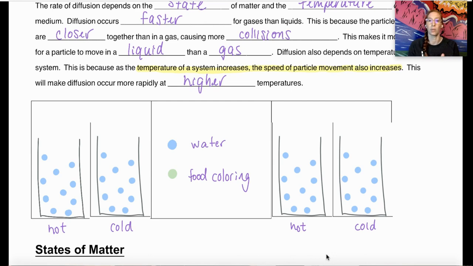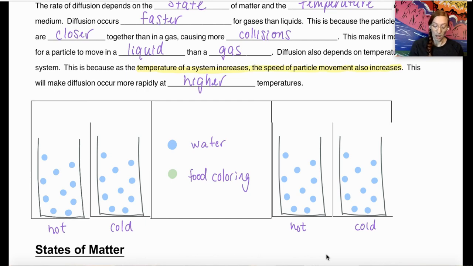So I use my center box for the key. I've got a beaker representing hot water and cold water, and this is going to be the before and the after. I chose the same number of particles. I chose 10. That's going to allow me to show you what's really going on here. And then I'm going to use green for food coloring, and I'm going to just show the before, where I've got my food coloring kind of clumped together as the first drop that's put in there, and then I'm going to show the after at the end.